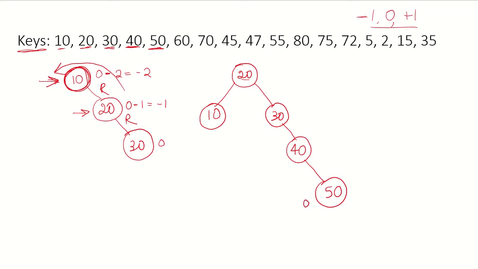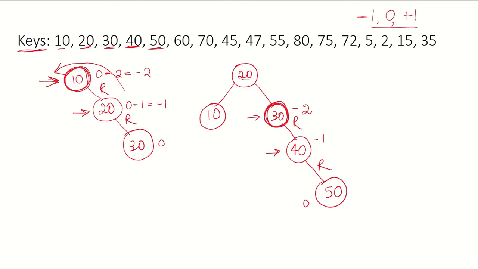For this node it is 0. For this node it is 0 minus 1, so it is -1. For this node it is 0 minus 2, so -2. This node has become a critical node now. And what kind of an imbalance has been created? An RR imbalance has been created. So this requires an RR rotation.